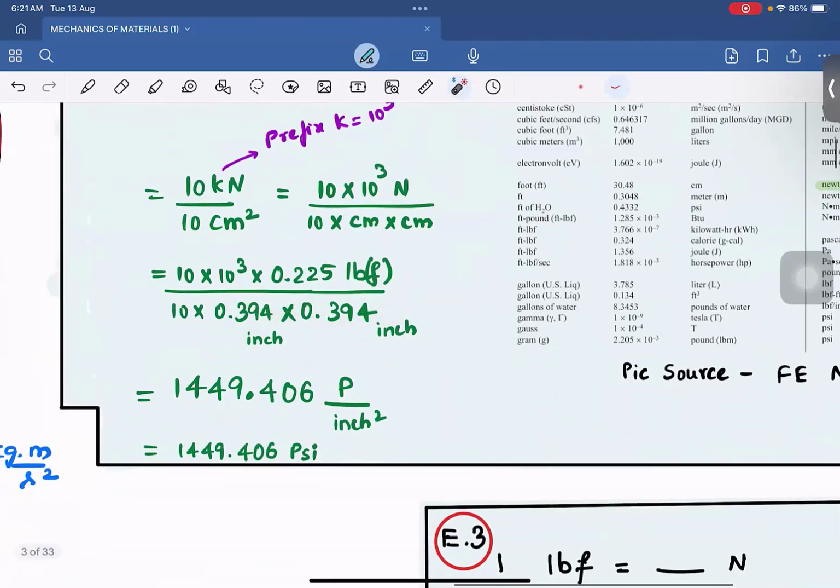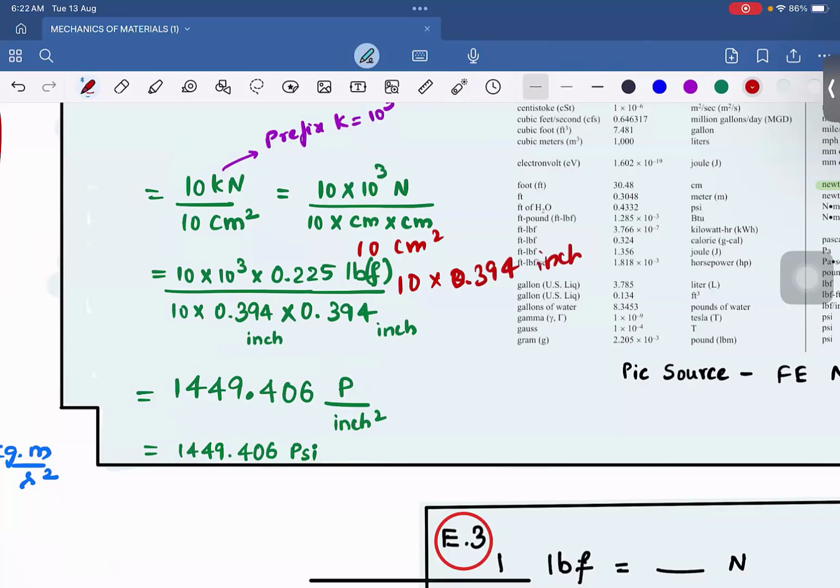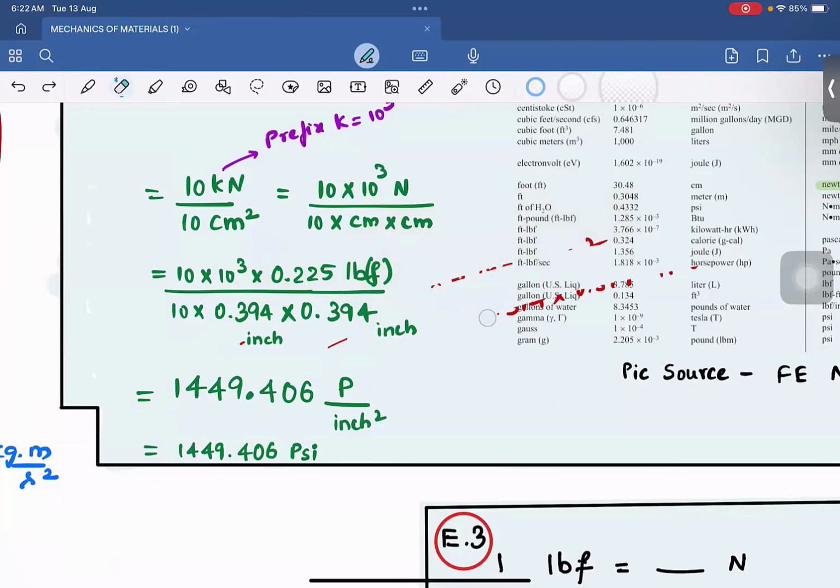Don't forget this. People will blindly go wrong here. This is where the FE exam will check your basics. While converting 10 centimeter square to inch square, don't do it like 10 into 0.394 inch square. There we make the mistake. It is 10 into 0.394 into 0.394, then inch square. That's why I have split the equation here for easy understanding and to avoid the error.